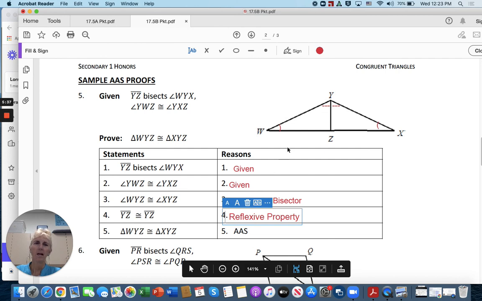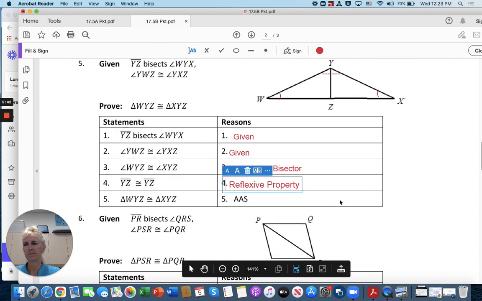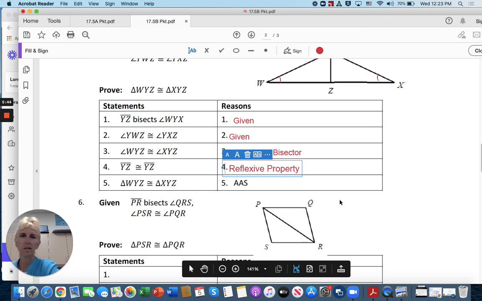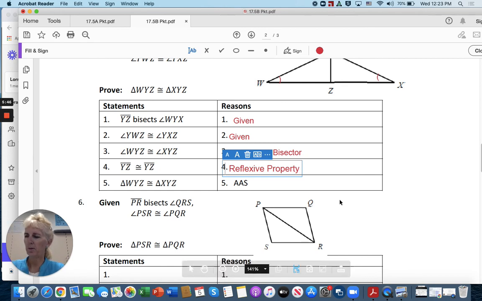And then angle angle side has been proven. All right. I think those are the two proofs.